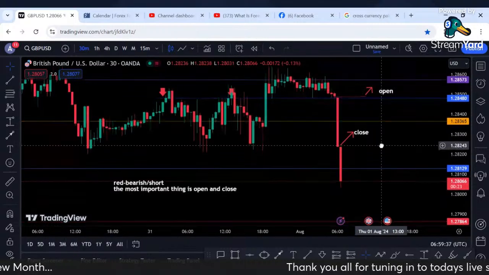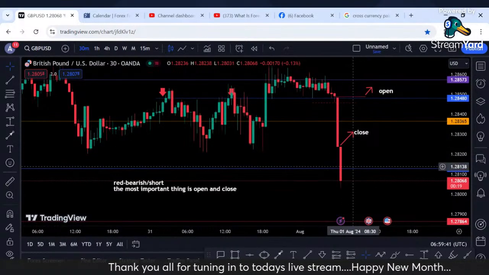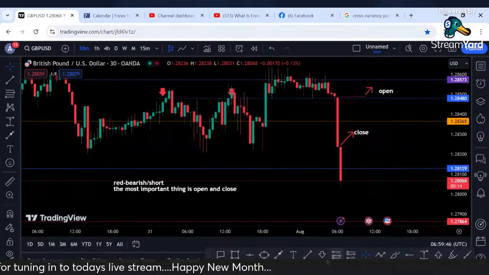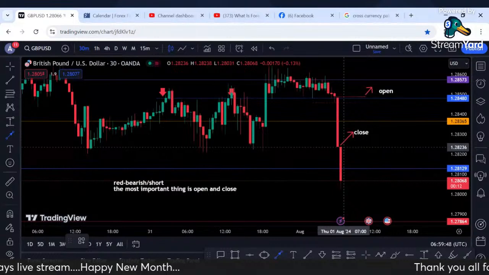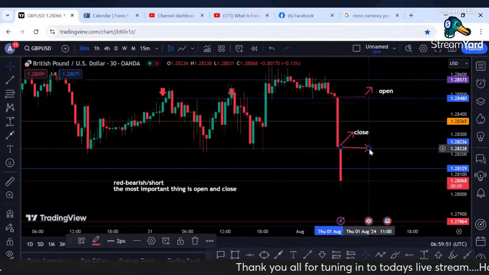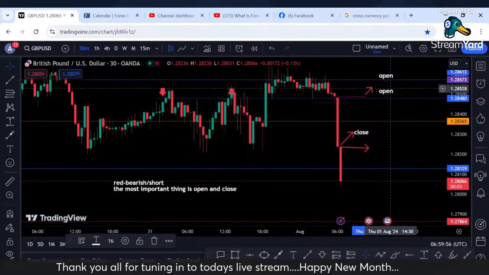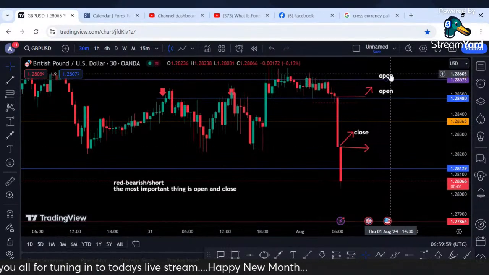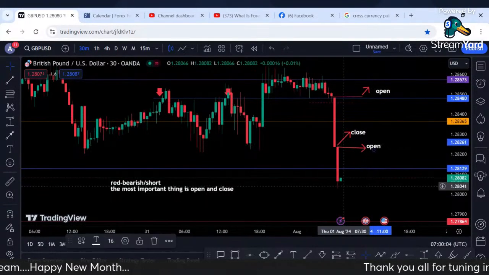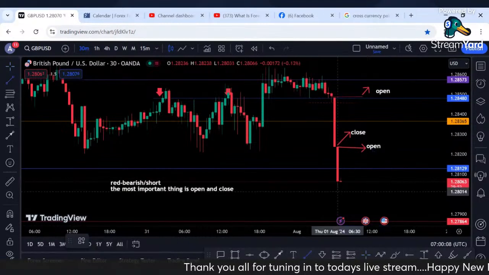So anytime that a new candle is about to form, the opening is going to start where the previous one closed. Okay, it is going to start where it closed. So this point is going to be the opening price. So you see where this one closed. This is the closing price.